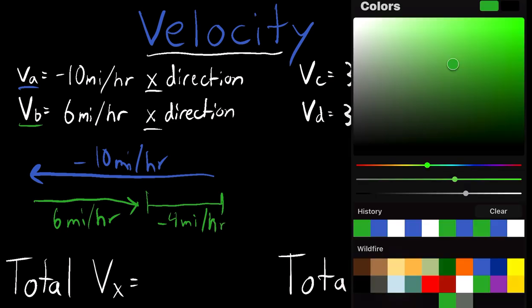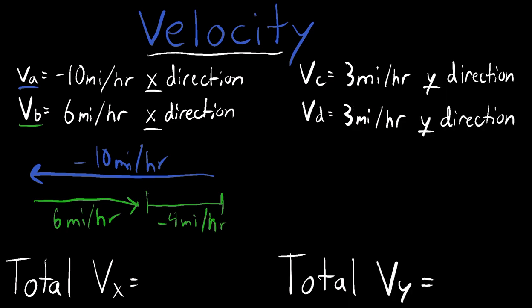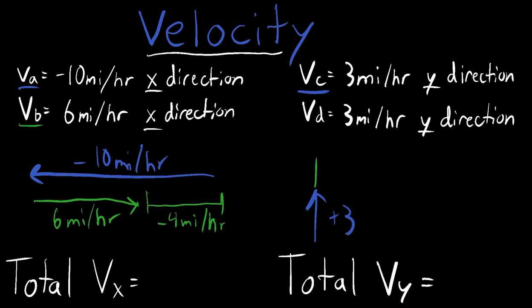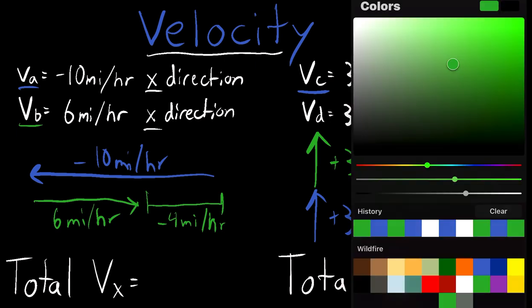Now you're probably already kind of seeing how this works, so y is going to be fairly simple. We have our first one, which is a positive 3. Notice it's now in the y direction. And our second one is also a positive 3. So the total is going to be 6 miles per hour in the positive y direction.